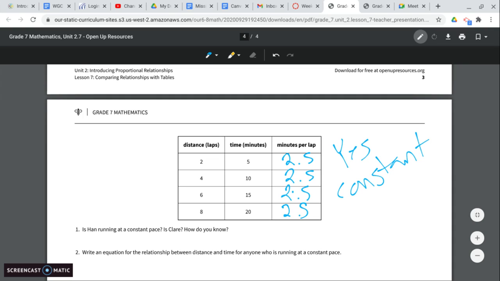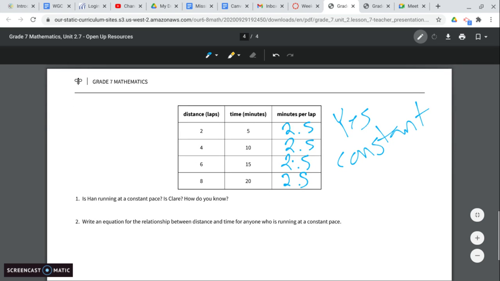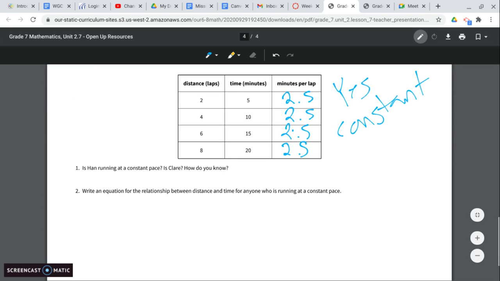Now, for writing the equation to represent the distance and time for anyone with constant, that'd be Claire's. So I can't write one for Han's, but for Claire's, we'd have time equals 2.5 times the distance. So however long she ran for, multiply it by 2.5 because that's minutes per lap, and that will get you her total amount of time she ran for.